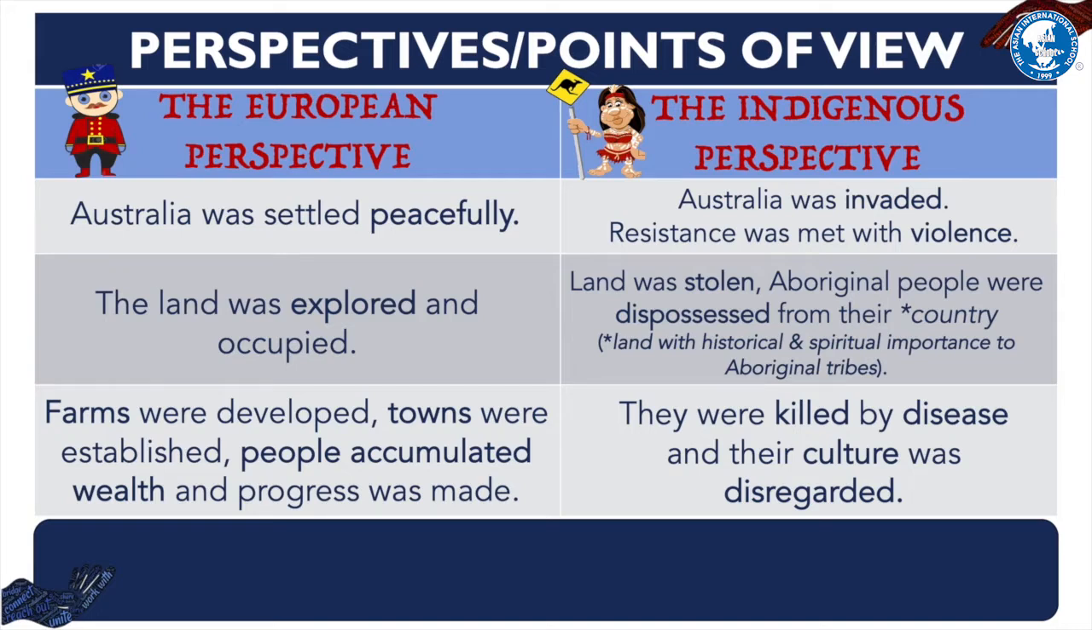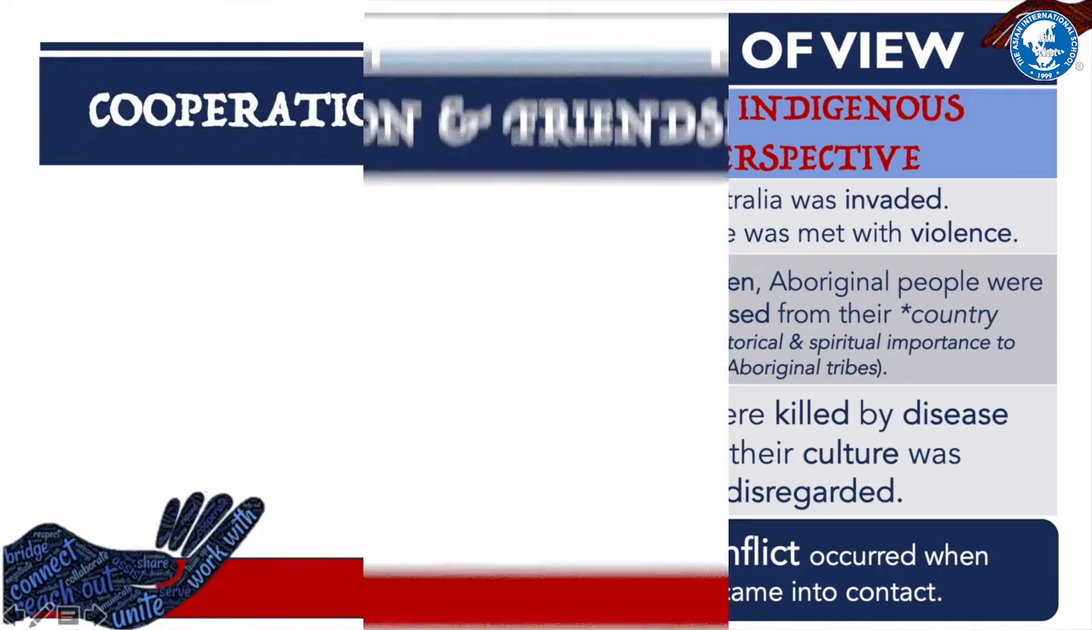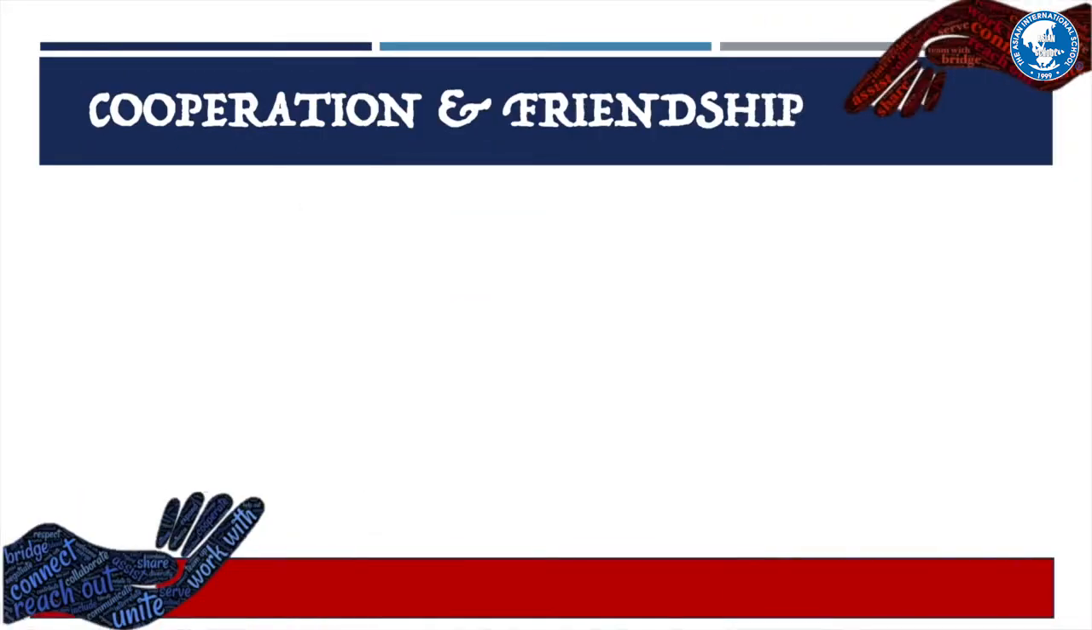How about the outcome of the contact? Evidence shows that both cooperation and conflict took place when Indigenous Australians and the British colonists came into contact. And again, in this video, we will focus on the bright side, which is cooperation between the two cultures. So, cooperation and friendship took place between Indigenous Australians and British colonists.